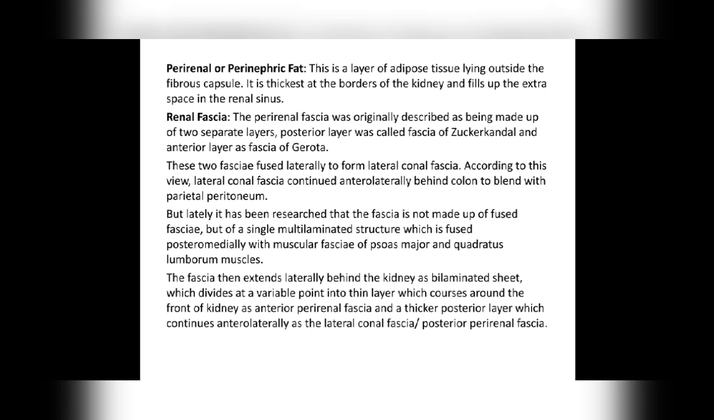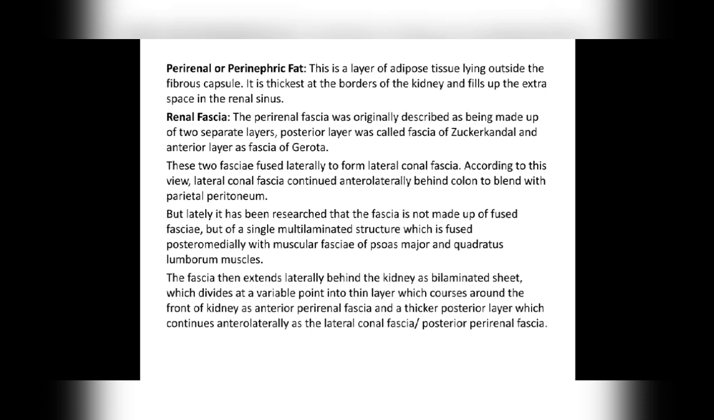These two fascia fuse laterally to form the lateral conal fascia. According to this view, the lateral conal fascia continued anterolaterally behind the colon to blend with the parietal peritoneum. But lately it has been researched that the fascia is not made up of fused fascia but of a single multilaminated structure which is fused posteromedially with the muscular fascia of the psoas major and quadratus lumborum muscles.